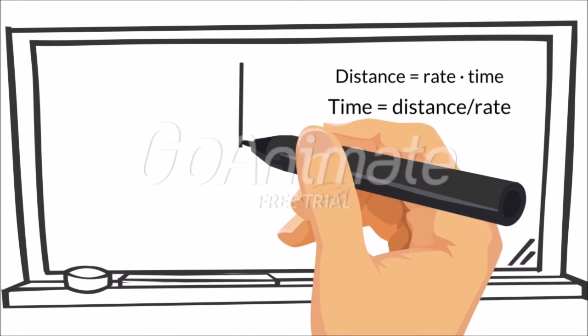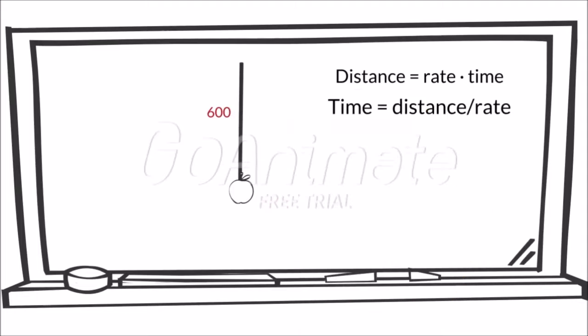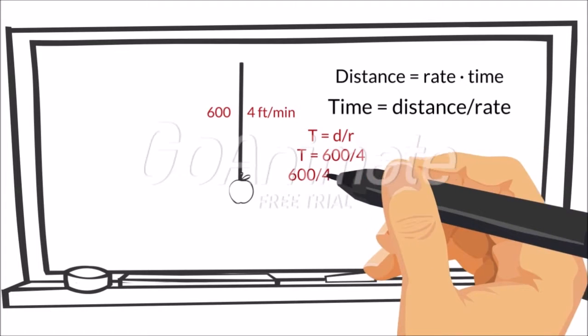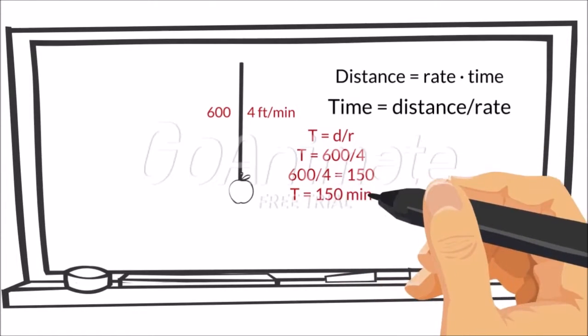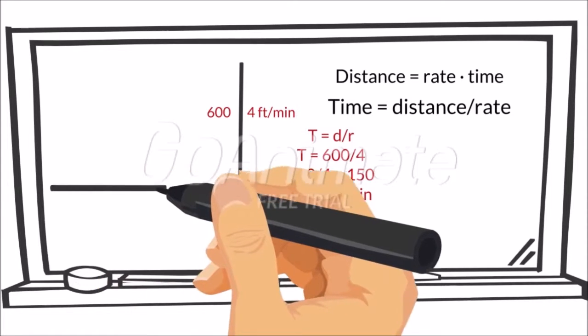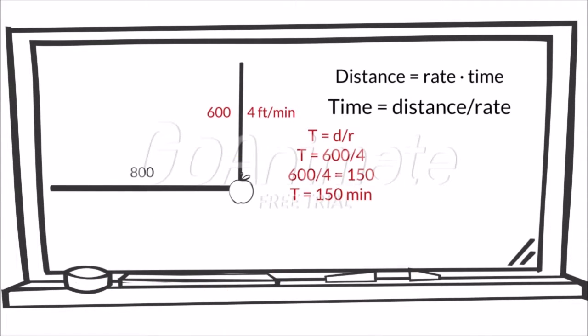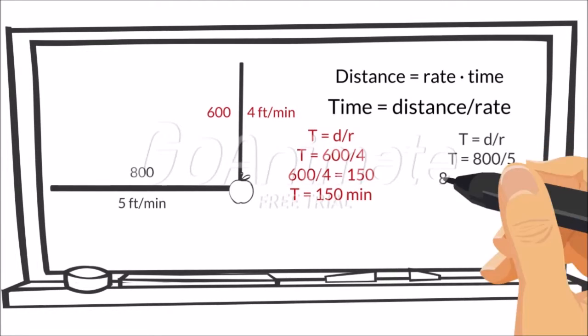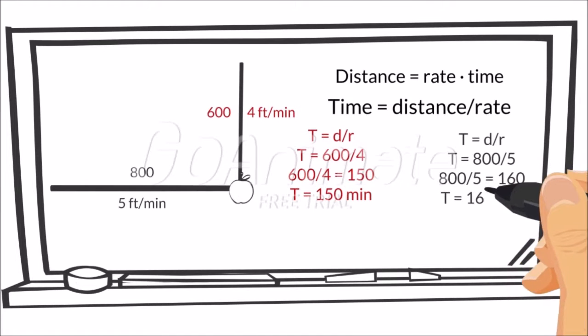The fire ants traveled a distance of 600 feet with a rate of 4 feet per minute. To find the time, we divide the distance, 600, by the rate, 4, to get 150 minutes. The black ants traveled a distance of 800 feet with a rate of 5 feet per minute. Again, we divide the distance, 800, by the rate, 5, to get the time, 160 minutes.